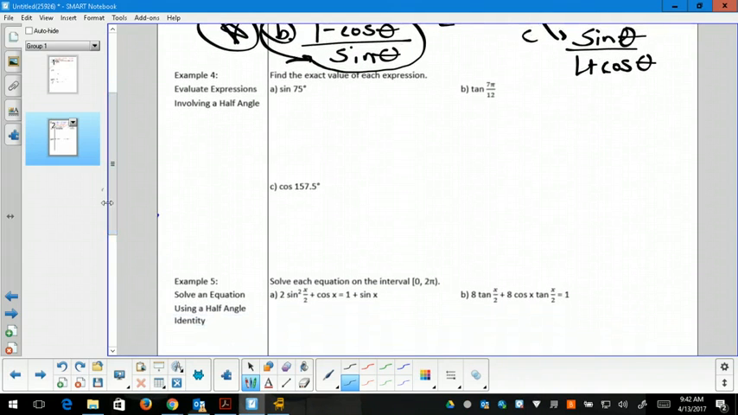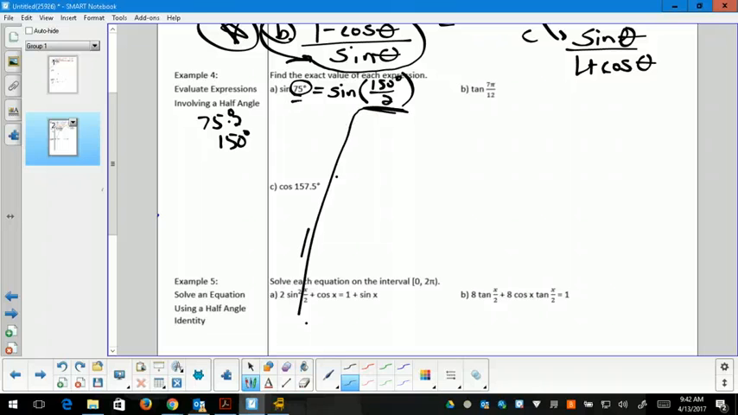I have this small number 75, which is not on my unit circle, but 150 is on my unit circle. So I could do 75 times 2 is 150. So then what I'm going to do is say that sine of 75 degrees is really equivalent to sine of 150 degrees divided by 2. Whatever I have in here better match up to the 75 degrees.